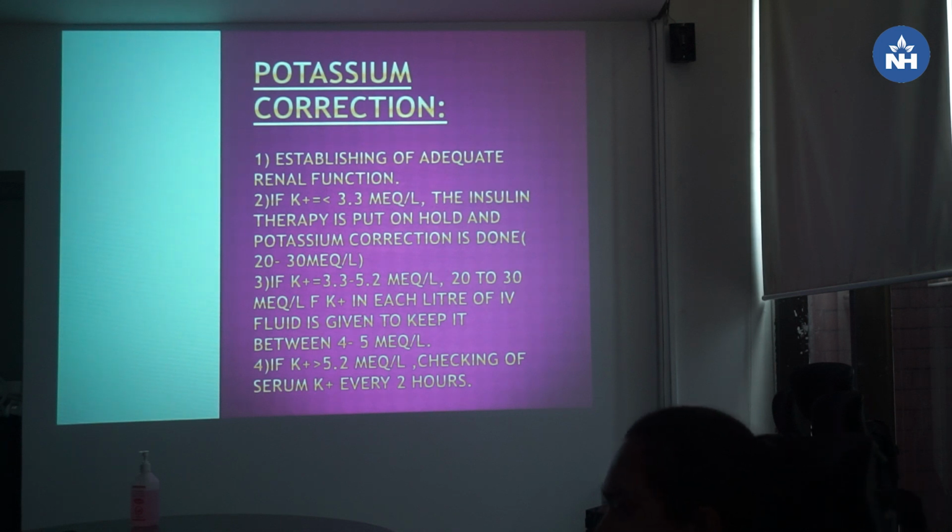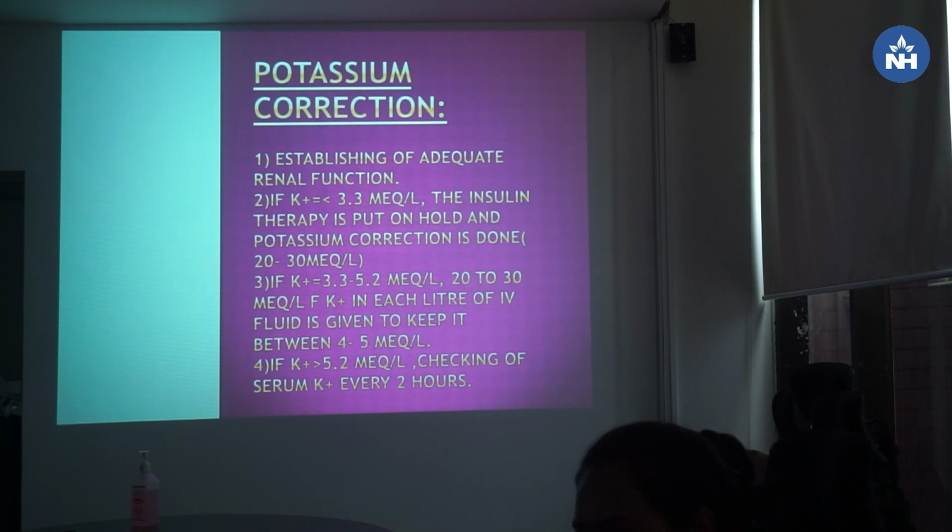Now we'll go ahead with potassium correction. Establishing adequate renal function. If potassium is less than 3.3 milliequivalent per liter, the insulin therapy is put on hold and potassium correction is done. If potassium is between 3.3 to 5.2 milliequivalent per liter, 20 to 30 milliequivalent potassium in each liter of IV fluid is given to keep it between 4 to 5 milliequivalent per liter. If potassium is more than 5.2, checking of serum potassium every 2 hours has to be done.